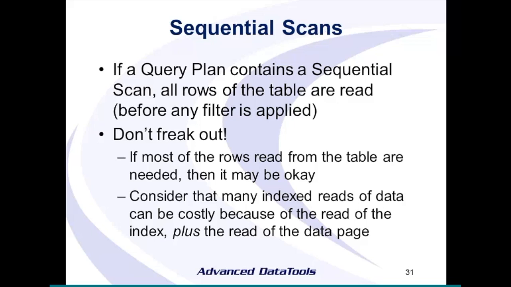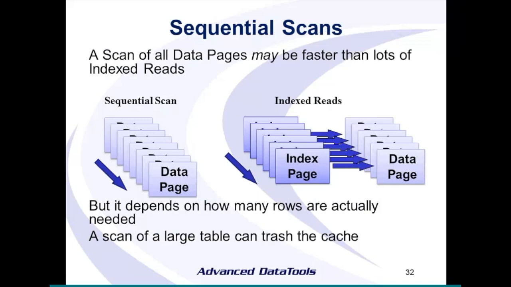So just an example here: if you're doing a sequential scan, you're just reading the data pages, page after page, zooming through them. But if you're doing an index read, you're reading the index page and then you've got to jump over to the data page. Even if you're reading fewer records overall, you may end up doing more reads.